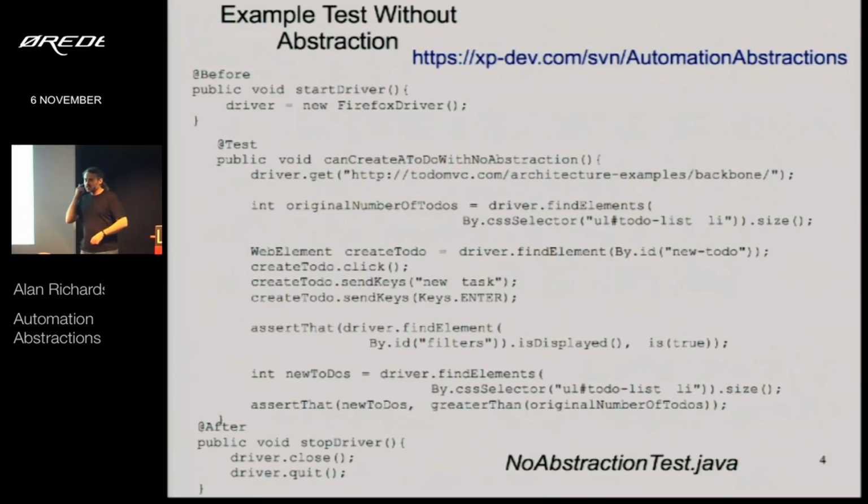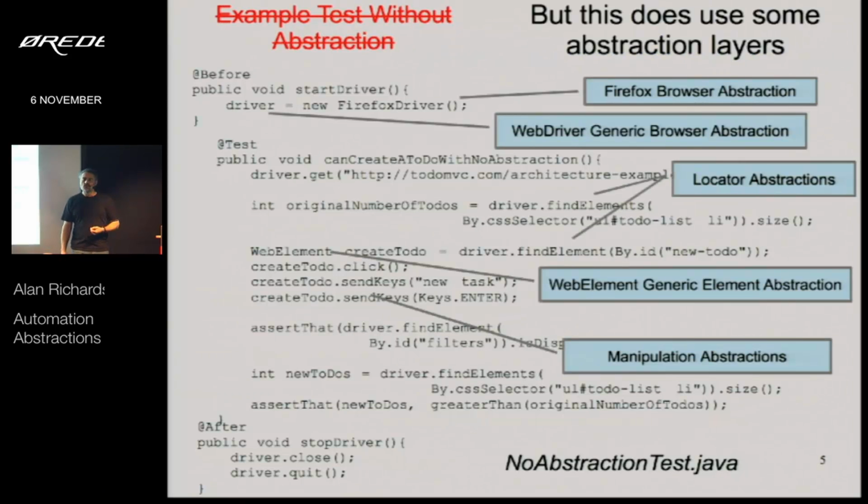So here's an example test. You might not be able to read it at the back, I'll kind of skim through it. It's an example test without abstraction. What it's basically saying is, we're using WebDriver here, so we get a page, we find some things on the page, we click on them, we enter some text, then we assert on some stuff that's on that page. It might not make sense logically what that test is trying to do, but we can see functionally that it's doing some things. Now, even though I said it doesn't use any abstraction, it does use abstraction.